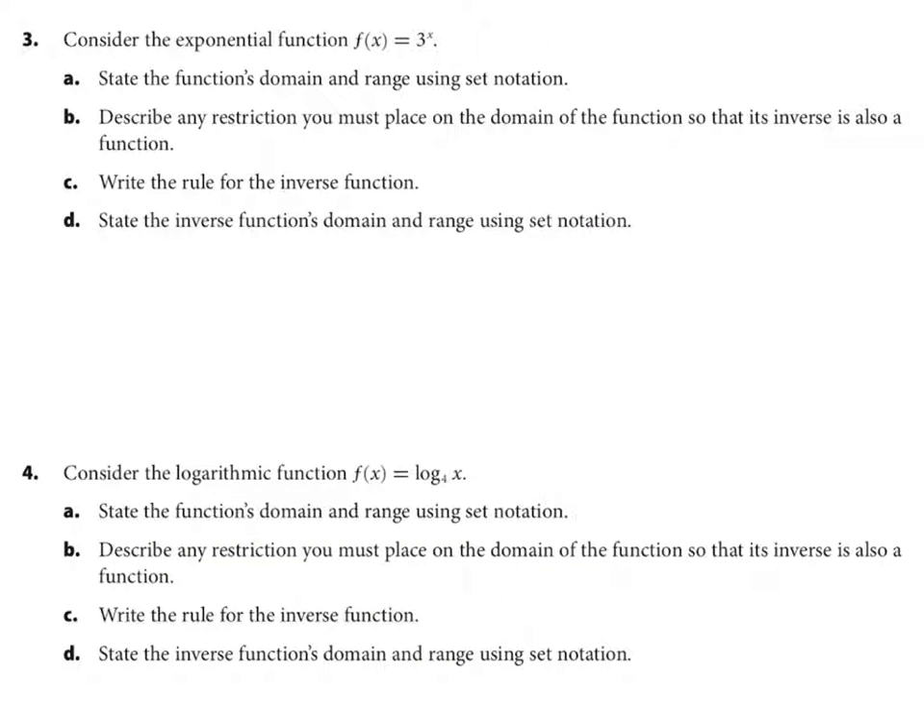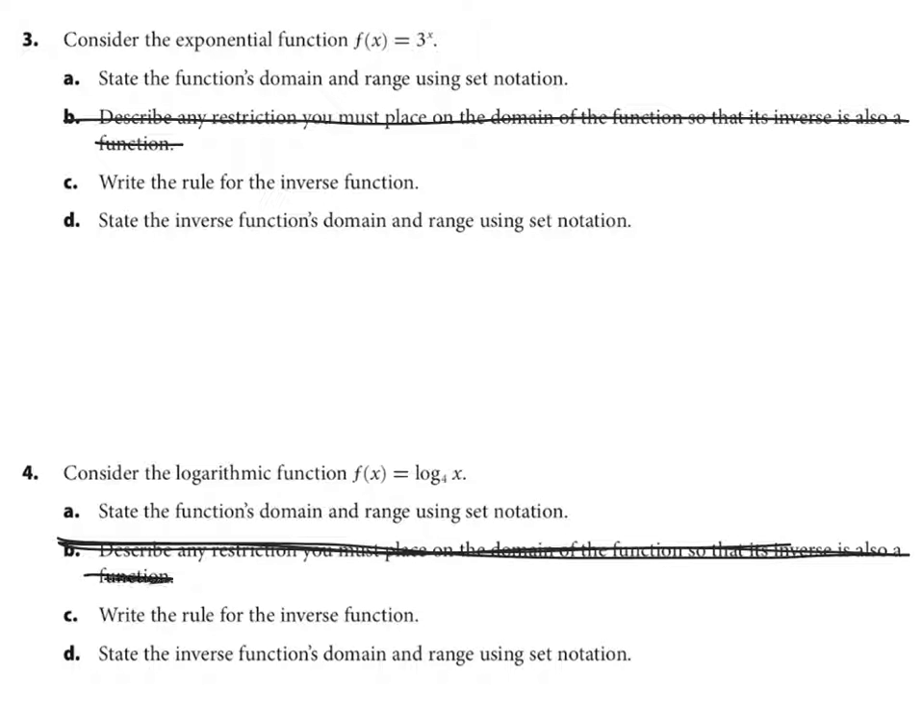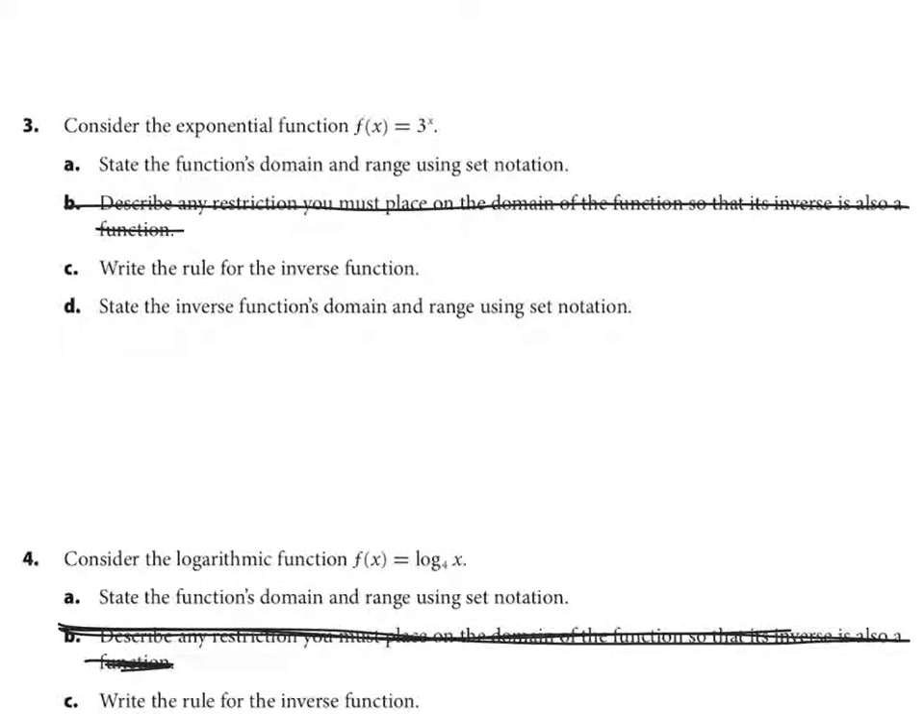All right, and here's 3 and 4, which are on the next page. For both of these questions, you can go ahead and cross out B. We're not going to do that part, at least not without a calculator. You might do that part with a calculator, but we're not going to do that without one. So I'm really just going to focus on 3, and then you should feel better about doing 4.